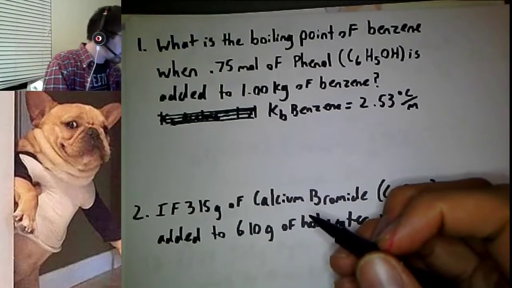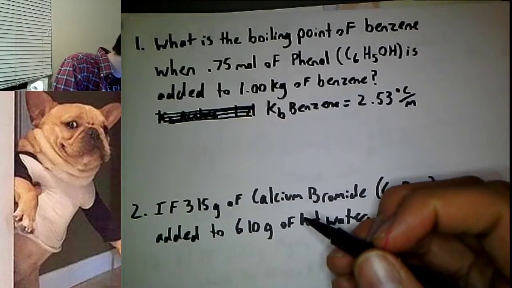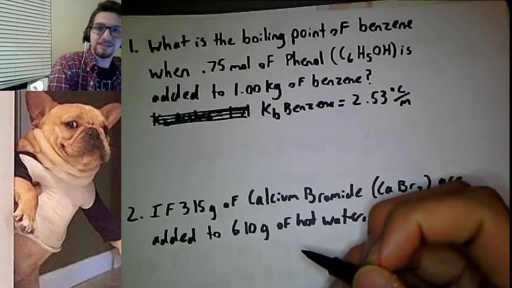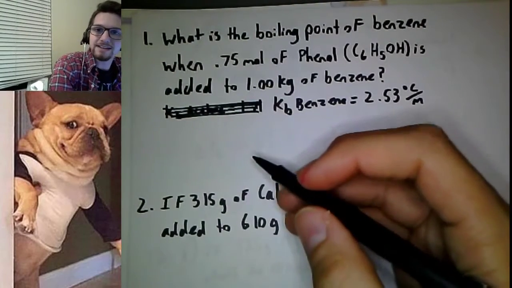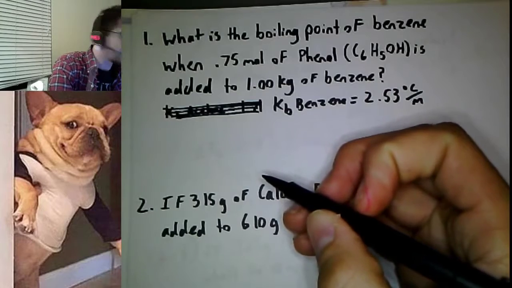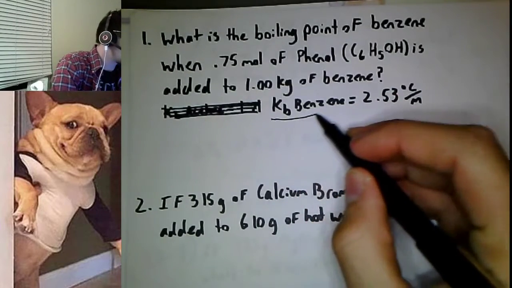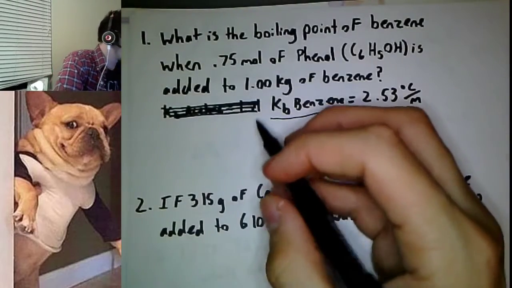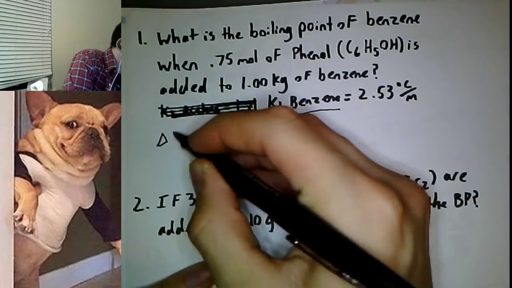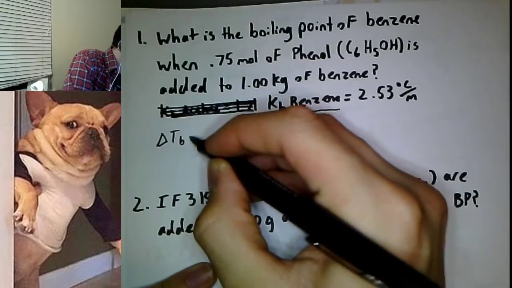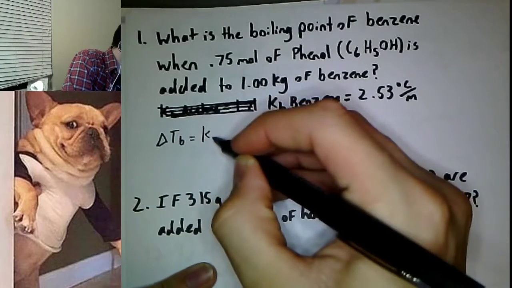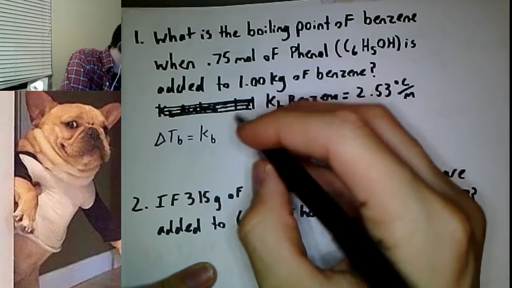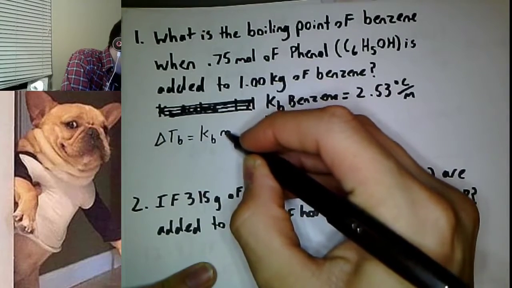Number 1, I based this one off of 12-8 on page 322. I said, what's the boiling point of benzene when 0.75 moles of phenol is added to 1 kilogram of benzene? And I gave you the boiling point elevation of benzene. So we have an equation. It's the change in boiling point elevation equals that good old-fashioned molal constant times the molality.